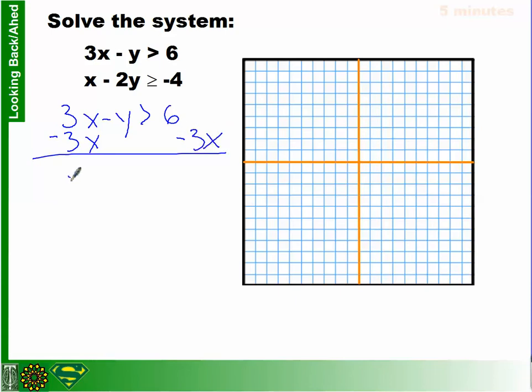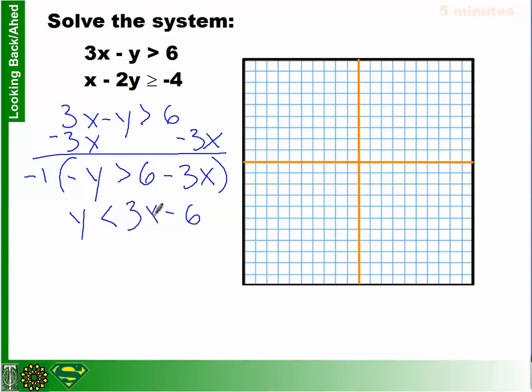So I have negative y is greater than 6 minus 3x. Now y isn't by itself yet because we have the negative sign, so we're going to multiply everything by negative 1. And so negative 1 times negative y is just positive y. When you multiply or divide by a negative number, you're going to have to flip this symbol. So it's going to be flipped. Negative 1 times 6 is negative 6. Negative 1 times negative 3x is positive 3x. So y is less than 3x minus 6.